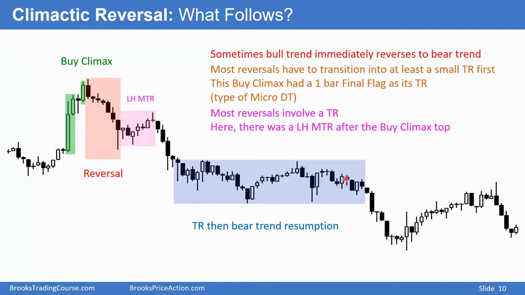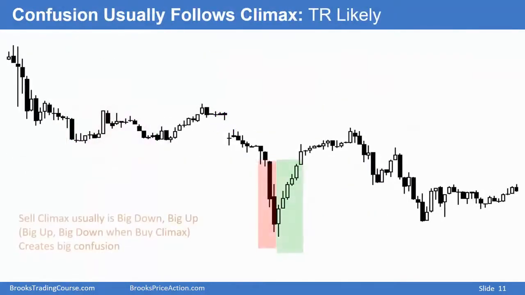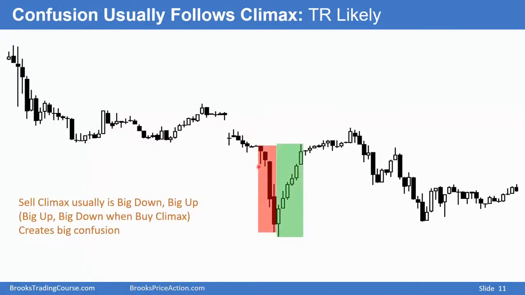Bear trend, trading range, 20 or more bars, 50-50 chance you'll get a bull breakout and a reversal up, 50-50 chance you'll get a bear breakout, trend resumption down. Whenever you have a sell climax like this and then a big reversal up, you have big down, big up, creates big confusion, you're probably going to go sideways. Confusion is a hallmark of a trading range. The result usually is a trading range lasting 10 or more bars.